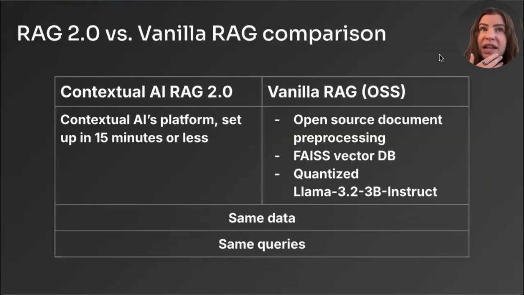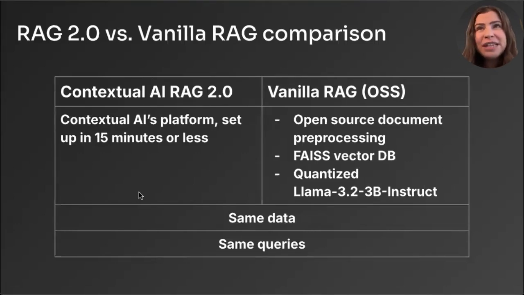And so the comparison that I'll be demonstrating today, on one hand, we'll have our RAG platform, which you can set up in 15 minutes or less. And we'll be comparing that to a vanilla RAG system set up in the open source with open source document pre-processing, FAISS vector database, that's Facebook AI semantic search, and then a quantized Llama model. And so it's really difficult to have an apples to apples comparison here because Contextual is a paid platform, although we have a very generous $25 free trial, so you can try it out.